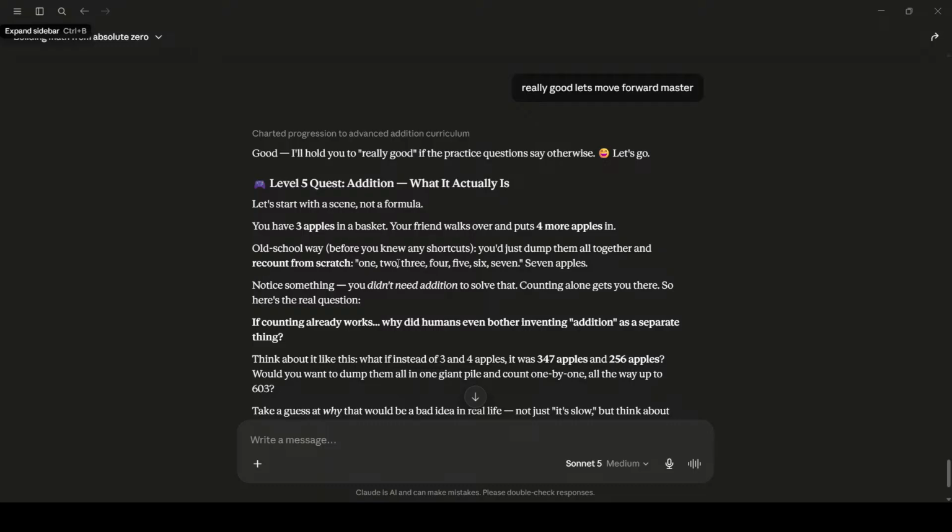Old school. Before you know any shortcuts, you will just dump all together and recount from scratch. 1, 2, 3, 4, 5, 6, 7. 7 apples. Notice something, you didn't need addition to solve that. Counting alone gets you there.